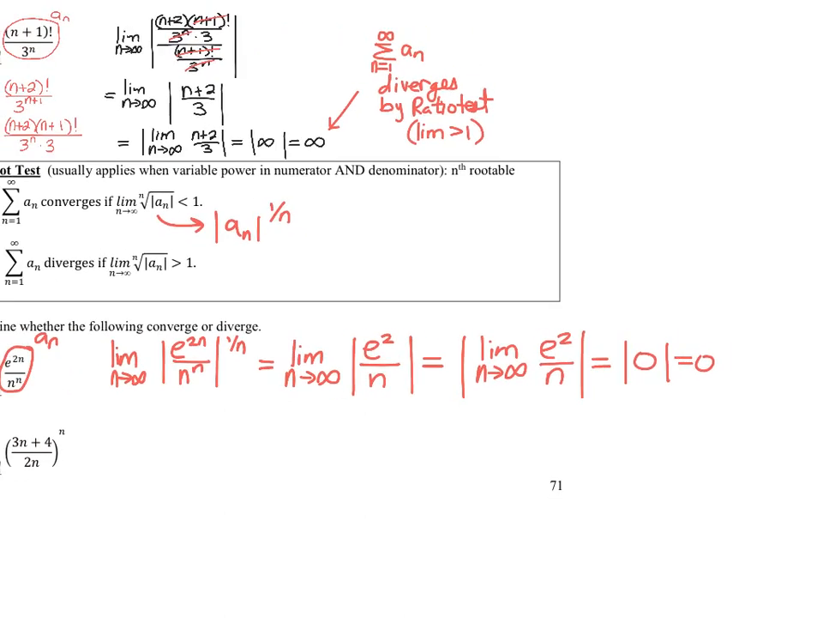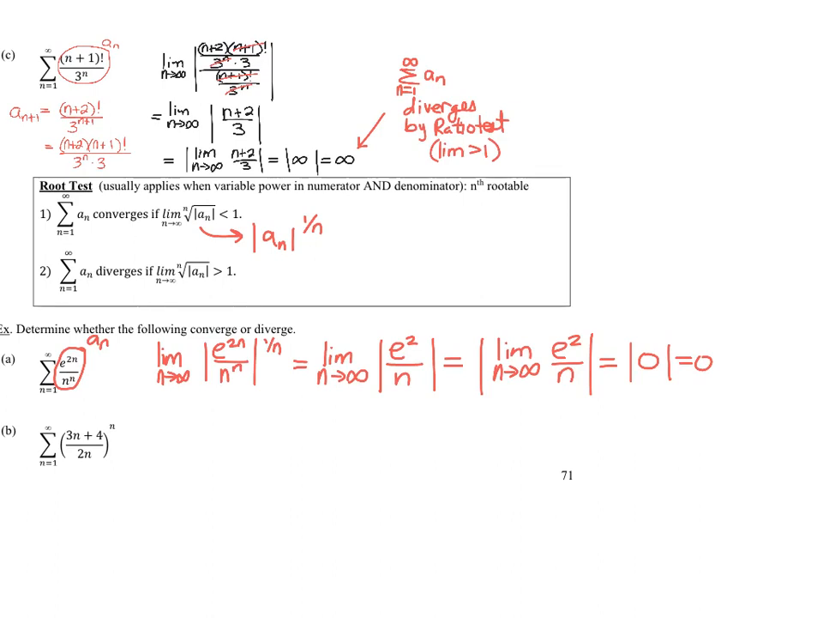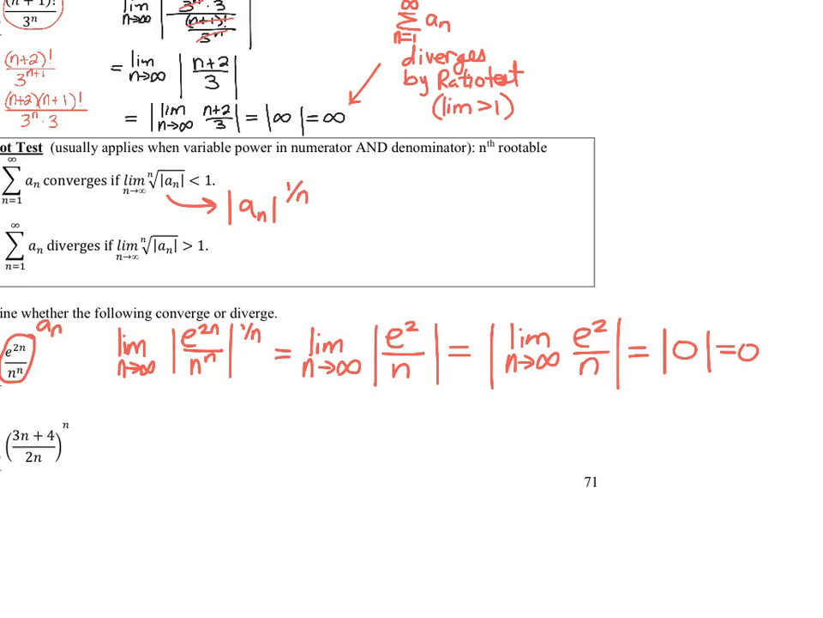And one thing that's consistent between the ratio test and the root test is really the conditions. If your limit is less than 1, it's going to converge just like the ratio test, and if it's more than 1, it's going to diverge just like the ratio test. So therefore, converges by the root test, and again, that's because the limit is less than 1.